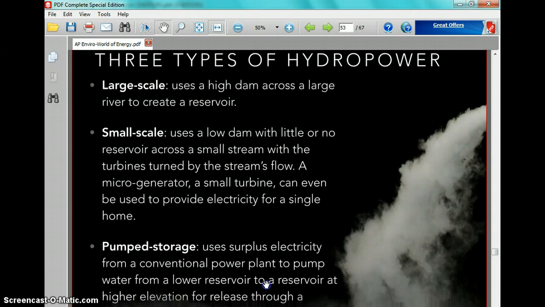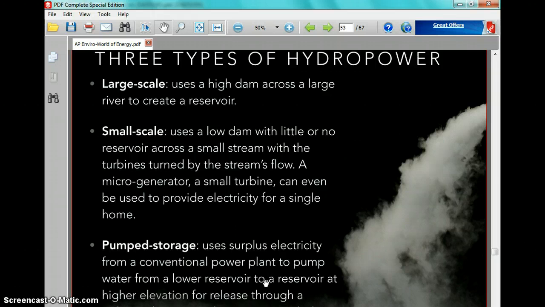Small scale uses a low dam with little or no reservoir access. So it's just basically a little thing on a stream, and there's a micro generator or a small turbine. And it can actually be used to power one's home. So you'll see like some self-sufficient homes that live by a river, they'll have one of these set up.